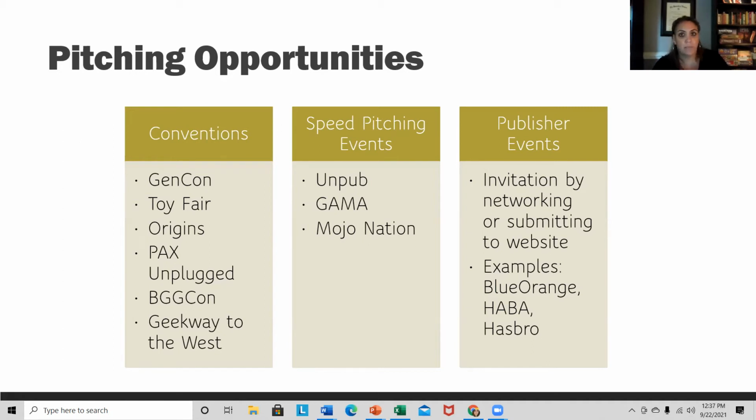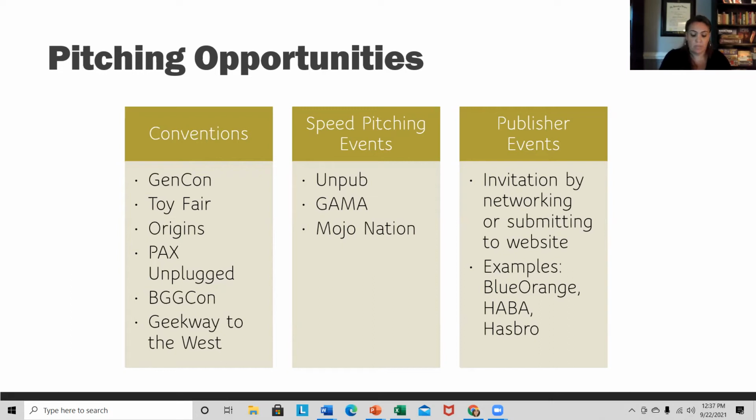BGG Con is Board Game Geek Convention. That's usually in November. And the Tabletop Network conference, the retreat that I was talking about, piggybacks with BGG Con. So it's like the 2 days before BGG Con in the same convention space, usually in Dallas. It's been there the past few times. Geekway to the West is in St. Louis, usually in June. So yeah, there's this list, but there's more.